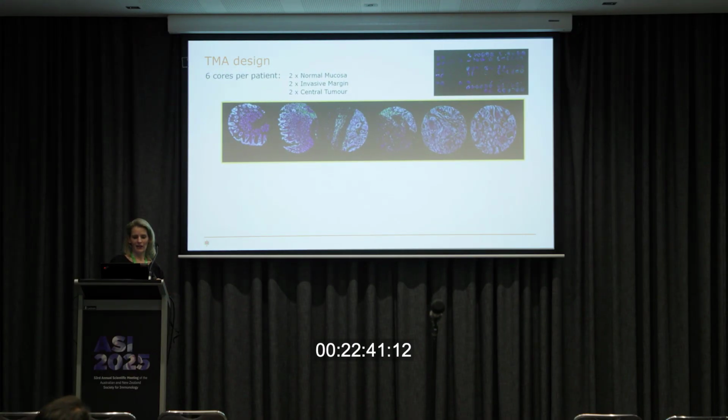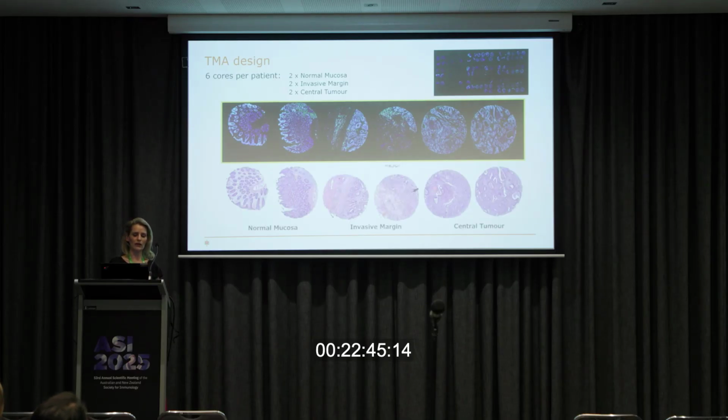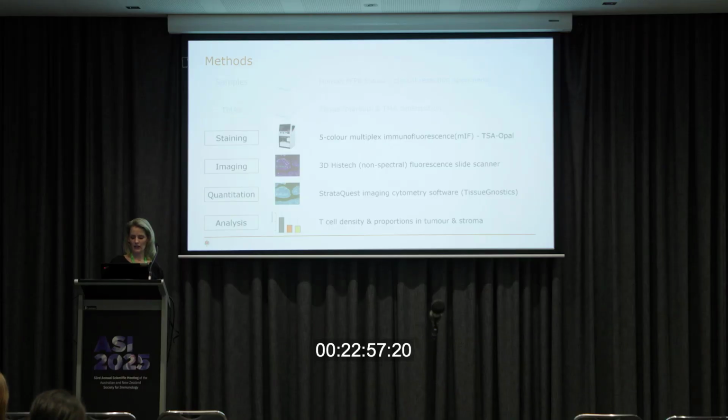So here's just another image. On the left, you can see those 2 normal cores, the centre is the invasive margin, and on the right is that central tumour. We also take serial sections for this project, so we have an H&E stain for all of our fluorescence, so we can actually look at that when we're doing annotations.